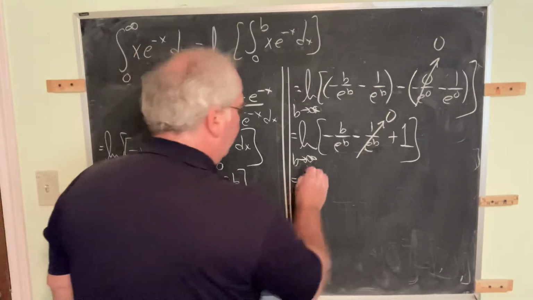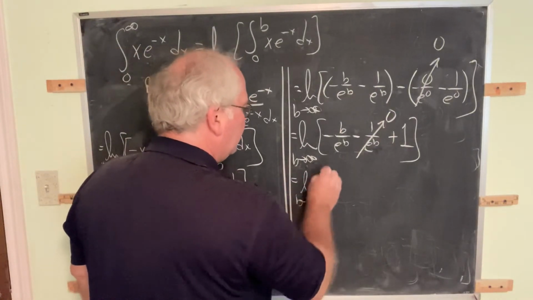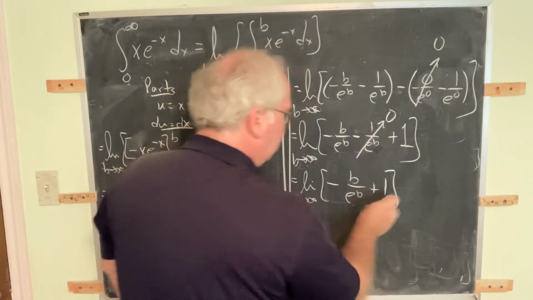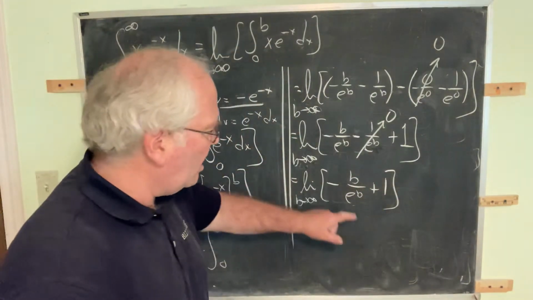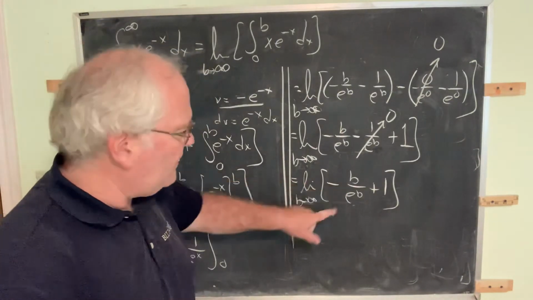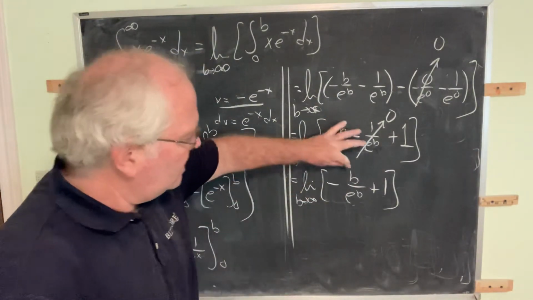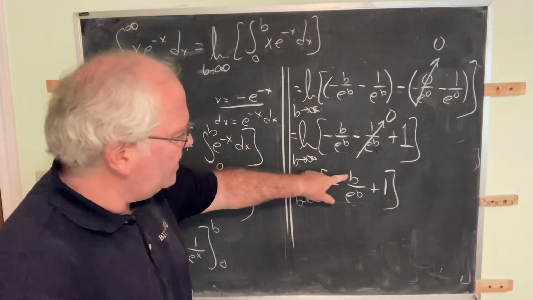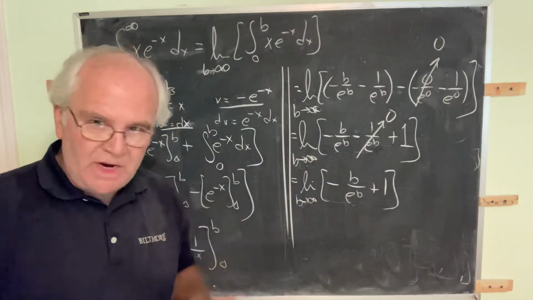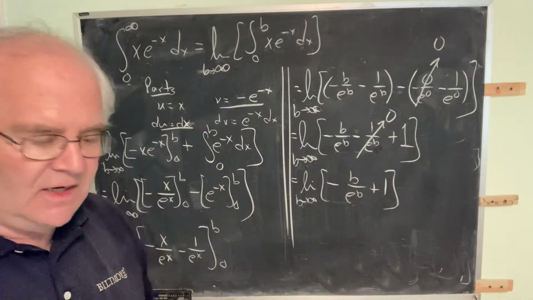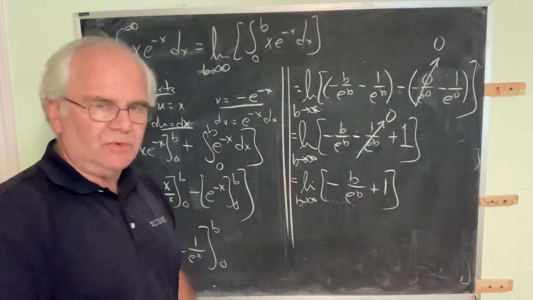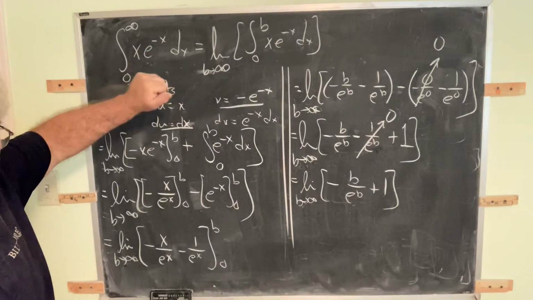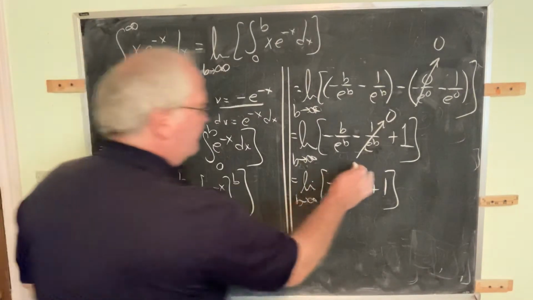So what we're left with is the limit as b goes to infinity, at long last, negative b over e to the b plus 1. The limit of a constant is the constant. That part's not a problem. You substitute and simplify. But what we have, do you see it, is infinity divided by infinity. Direct substitution gives infinity divided by infinity. And we know what to do with infinity divided by infinity. That's why we talked about L'Hopital's rule immediately in front of these improper integrals. And so this is infinity over infinity.